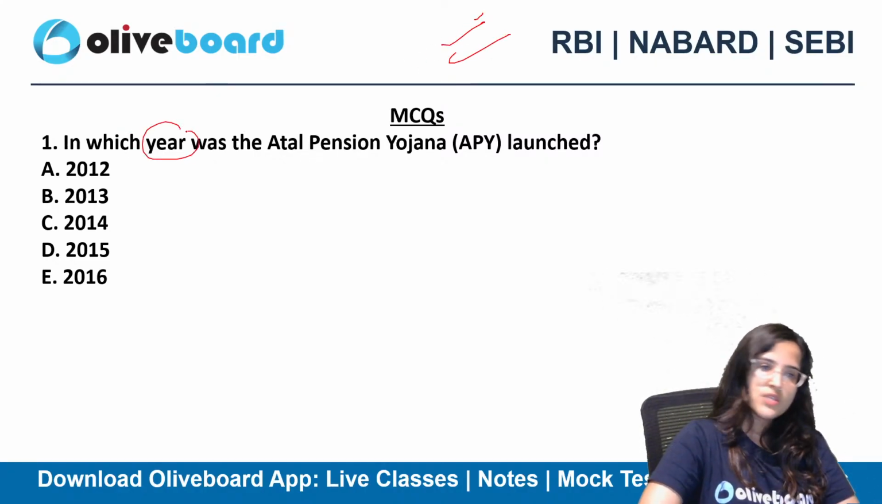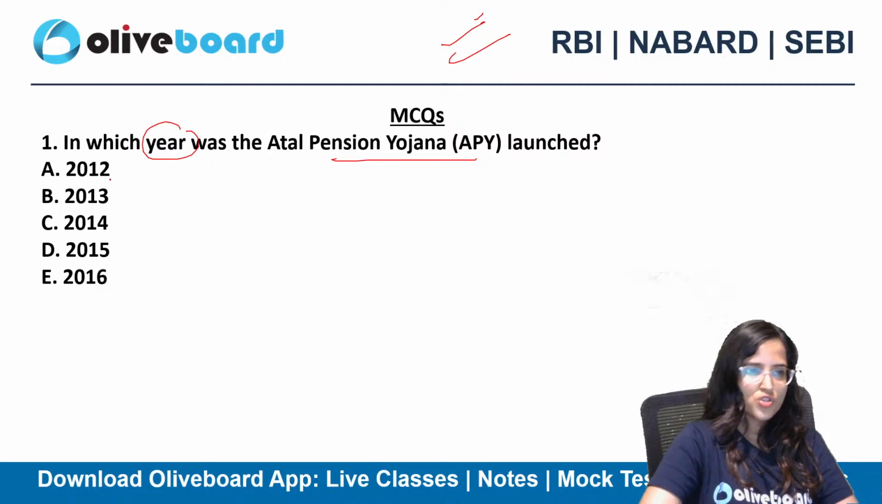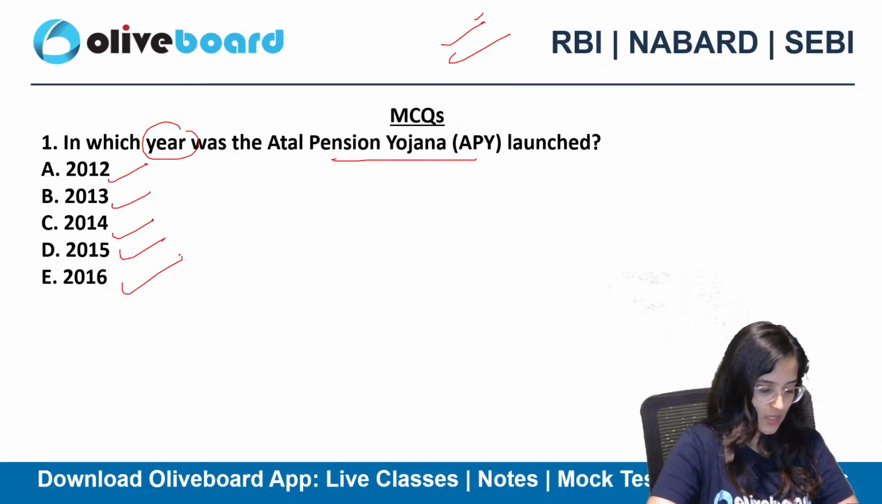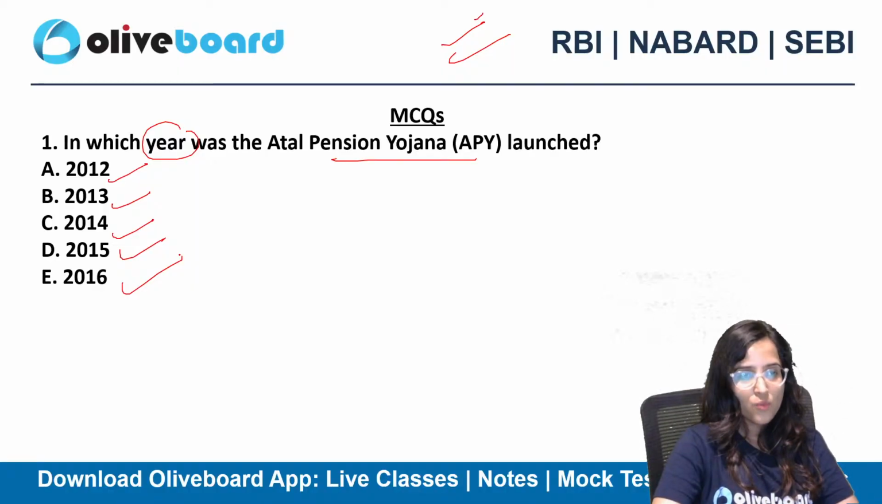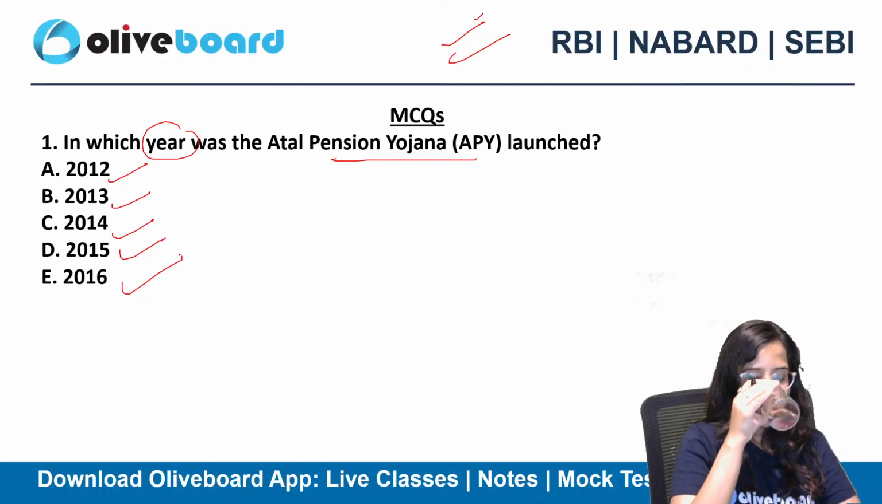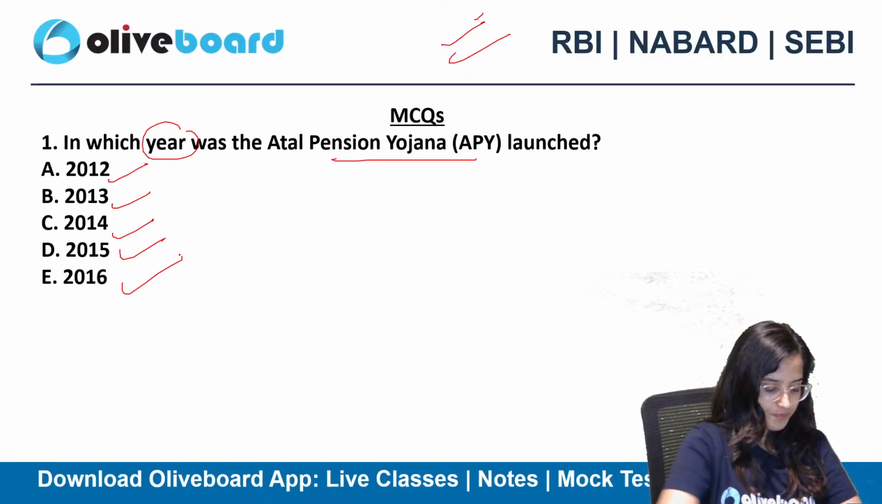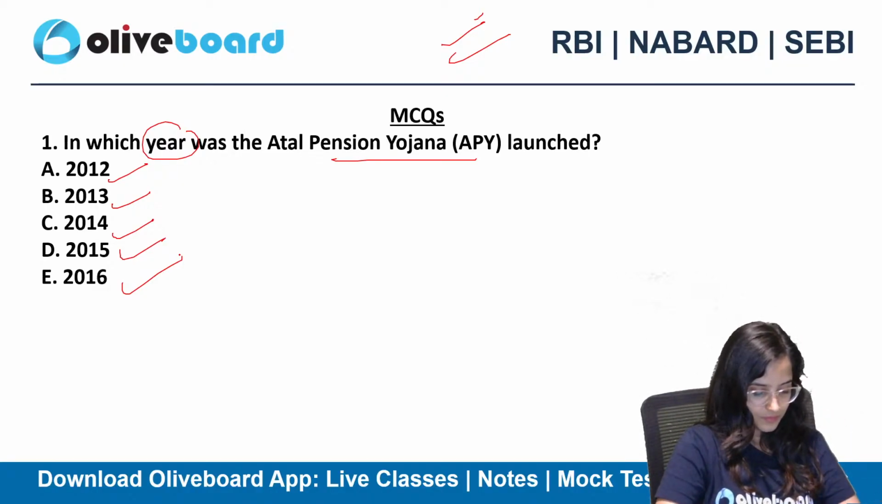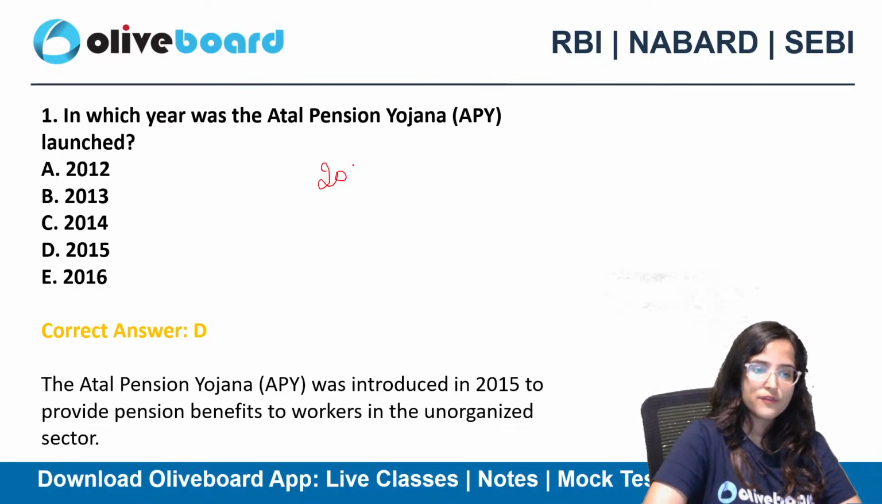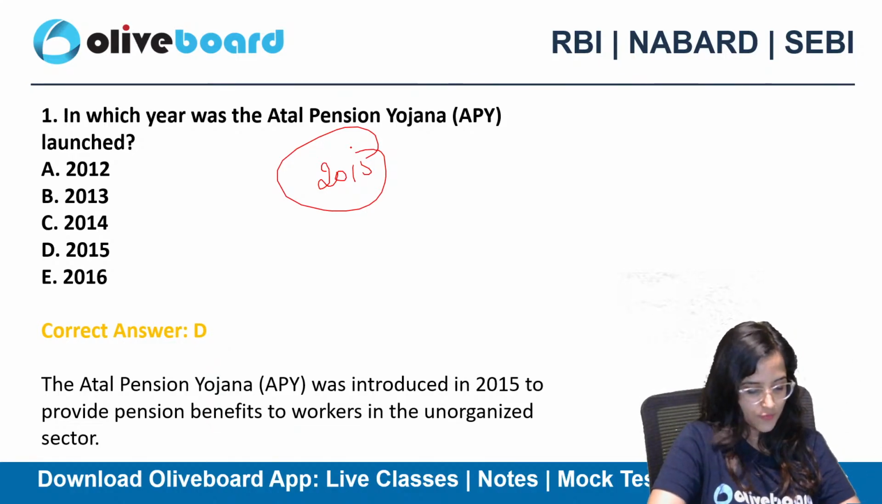So in which year was the Atal Pension Yojana launched? Was it launched in 2012, 2013, 2014, 2015 or 2016? Who is going to answer? When was Atal Pension Yojana launched? Very easy question, very direct question. Absolutely correct. D is the correct answer, 2015. So APY was introduced in 2015.